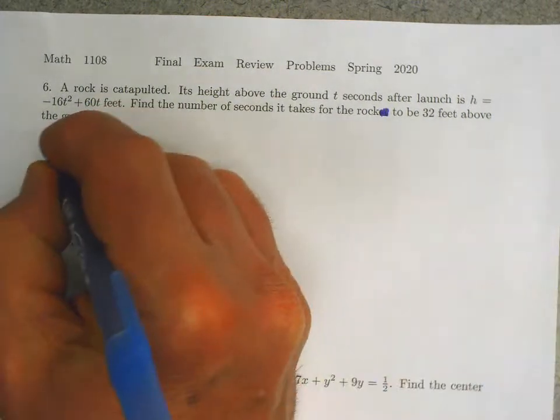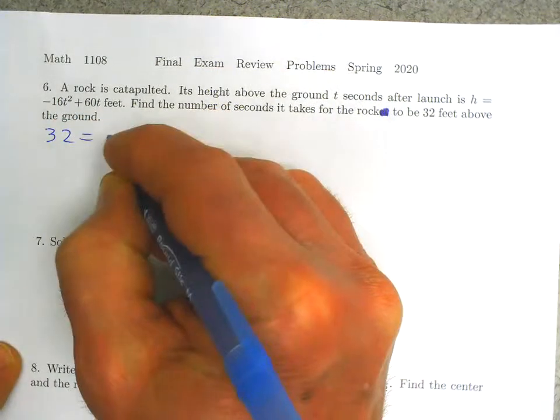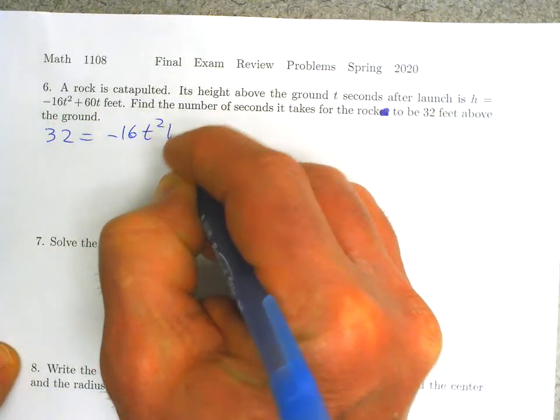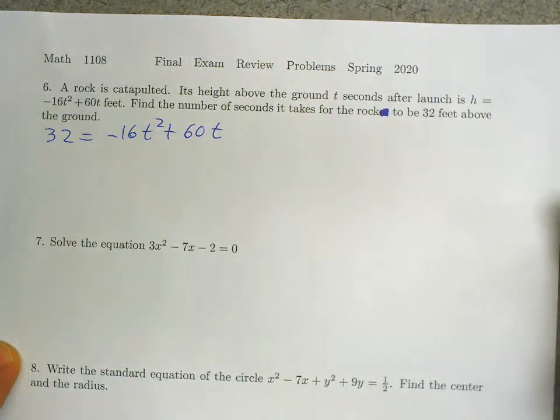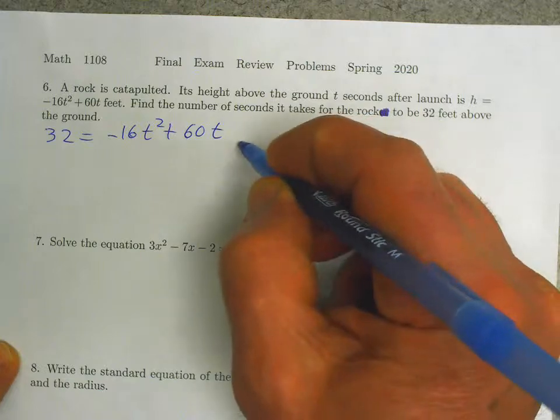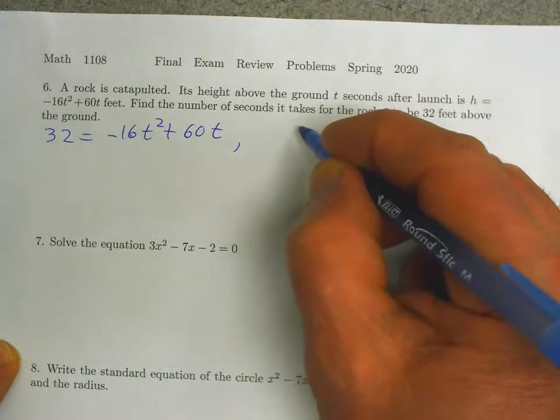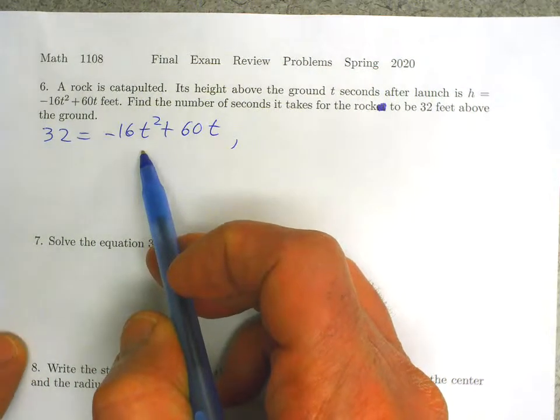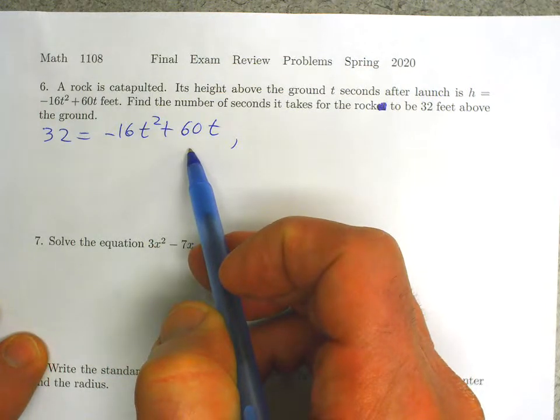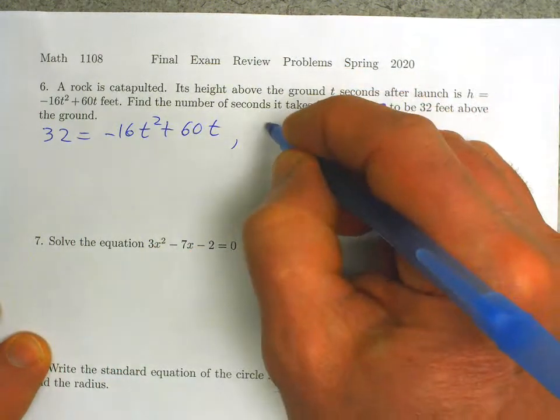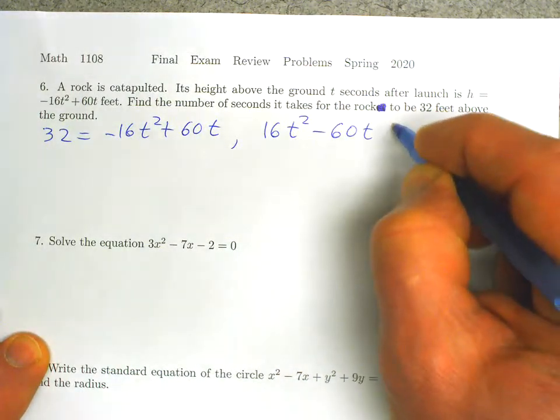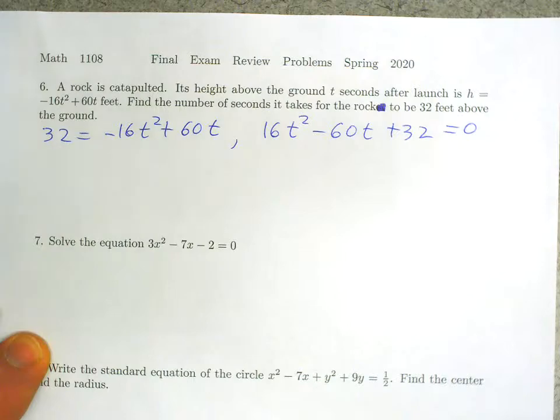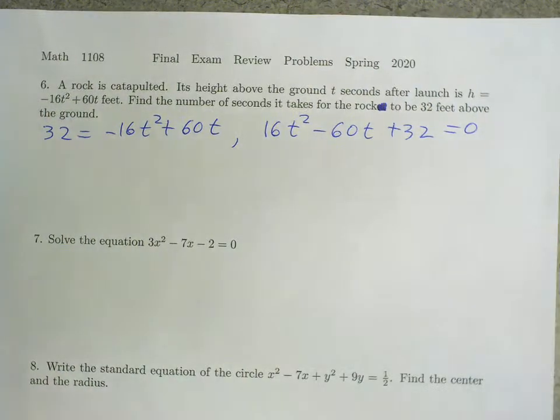So replace h with 32, we get 32 equals negative 16 t to the second plus 60 t. This is just a quadratic equation in the variable t. So we'll make the right-hand side 0 by adding 16 t to the second and subtracting 60 t. So we'll get 16 t to the second minus 60 t plus 32 equals 0. And now all we have to do is solve this quadratic equation.